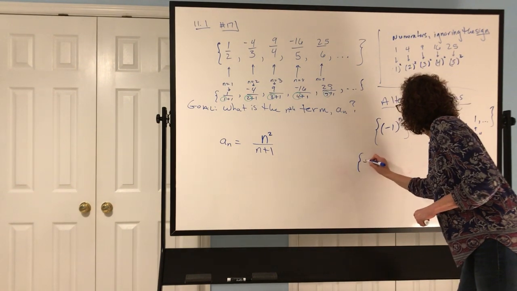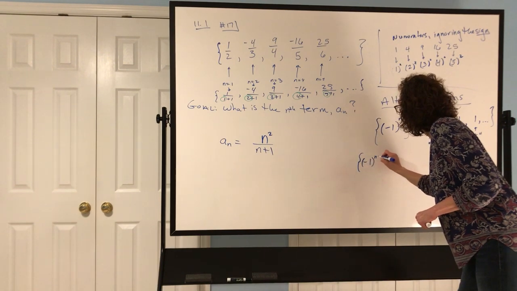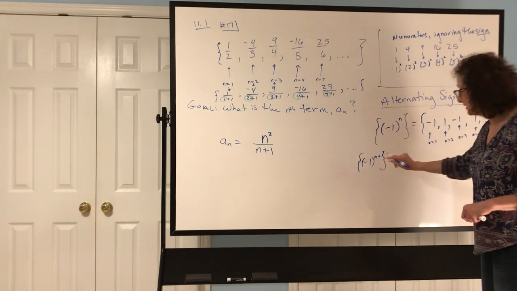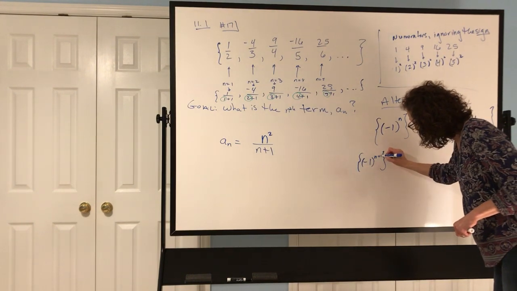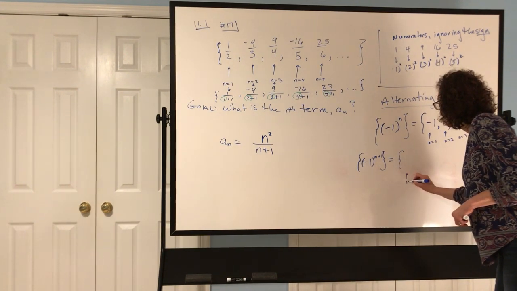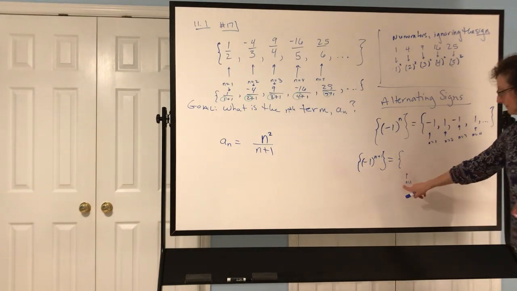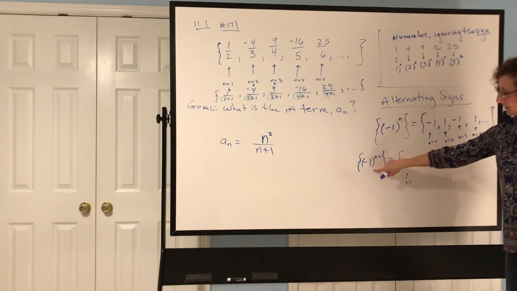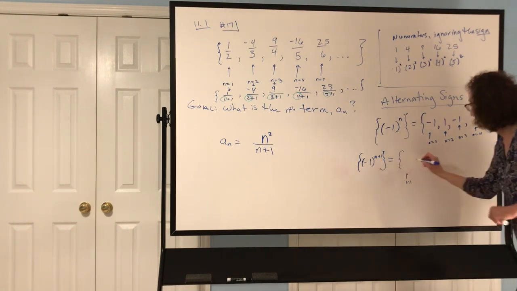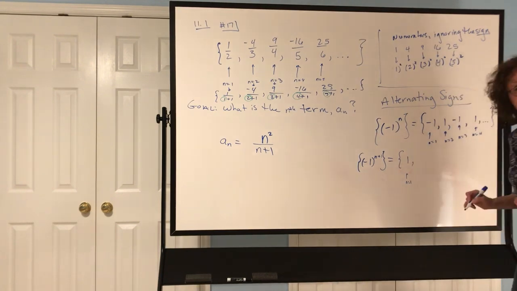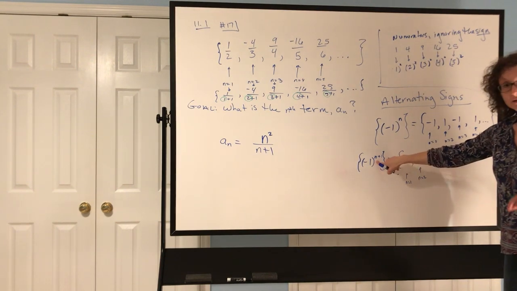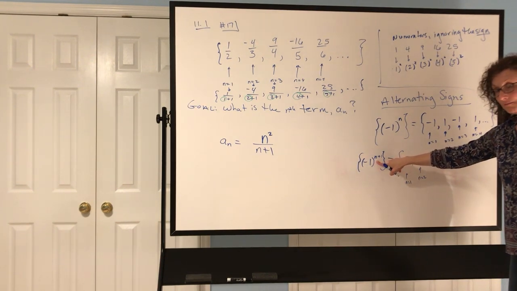I could do the sequence negative 1 to the n plus 1. Can you guys see that? Okay. Then what's the n equals 1 term? Negative 1 to the 1 plus 1, so that's negative 1 squared. Good. 1, positive 1, right? What's the n equals 2 term? Negative 1 to the 2 plus 1, negative 1 cubed, right? Negative 1.